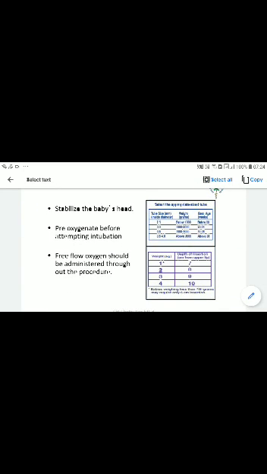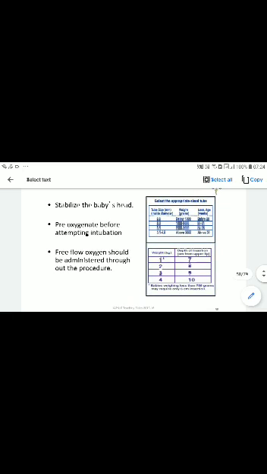Stabilize the baby's head and pre-oxygenate before attempting intubation. Free flow oxygen should be administered throughout the procedure. Depending upon the weight, the depth of insertion is decided. For 1 kg, 7 centimeters is pushed inside. For 2 kg, 8 centimeters. For 3 kg, 9 centimeters. And for 4 kg, 10 centimeters.